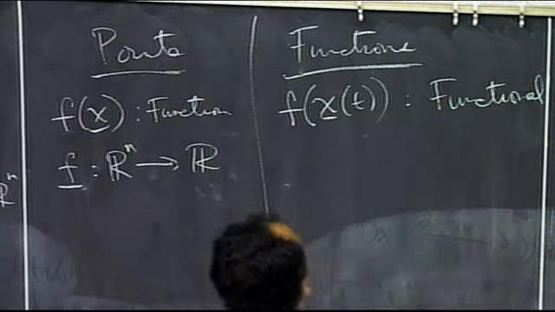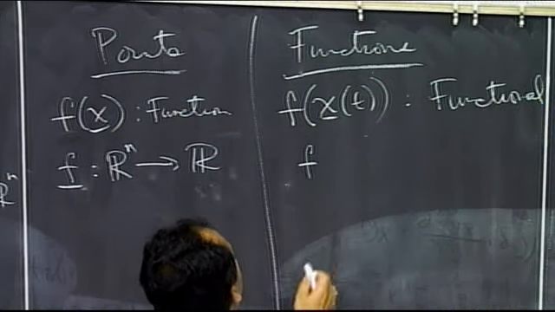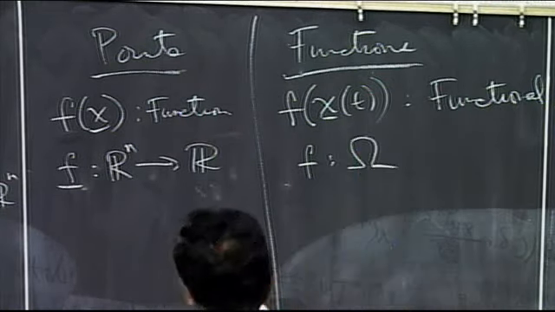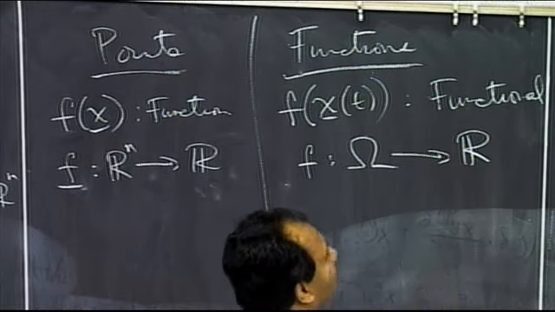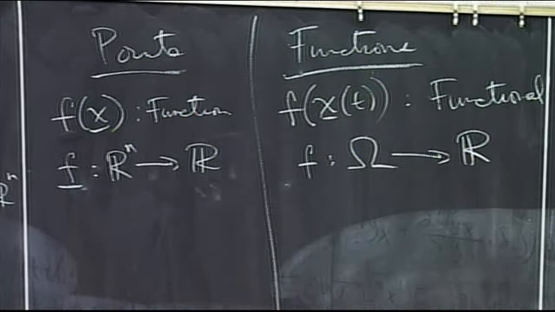I'll explain it in just a minute. Where what f does is it takes things inside the set omega, which is my function space, and it gives me back a real number. Can you think of something that does that?